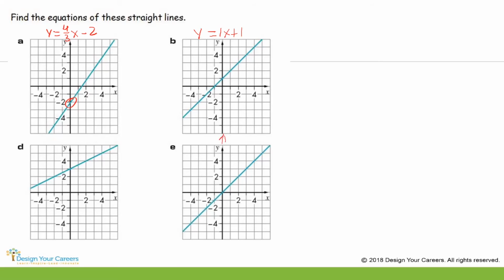You look on the y-axis, you find that b value, you get 1. You rise 1, you run 1, you get 1/1, which is equal to 1. Now we know all the graphs here are positive slopes, right? We know that because when you look from left to right, they're going up.